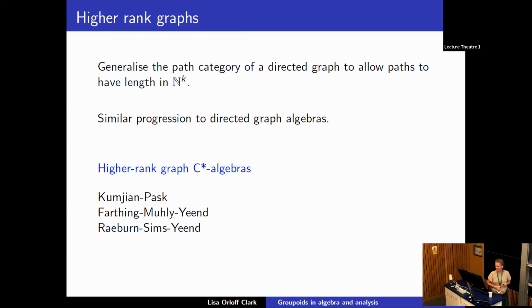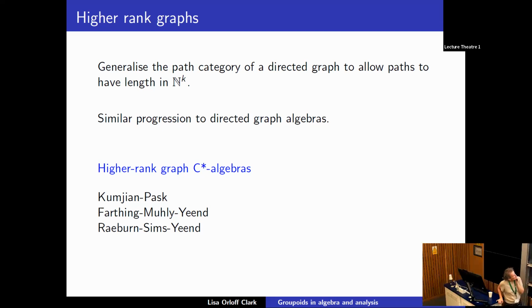Okay, higher rank graphs. I'm not going to talk a lot about these, but I just want to say the same kind of progression happened here. I'm not giving a formal definition, but it generalizes the path category of a directed graph to allow paths to have length n to the k. And again, in this setting, the reason I talk about the conventions is that the Southern convention is the right one. If you don't use that convention, it's a lot harder to think about higher rank graph algebras as being a natural generalization.